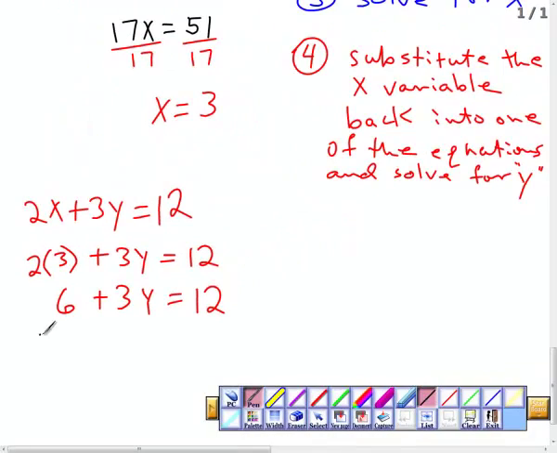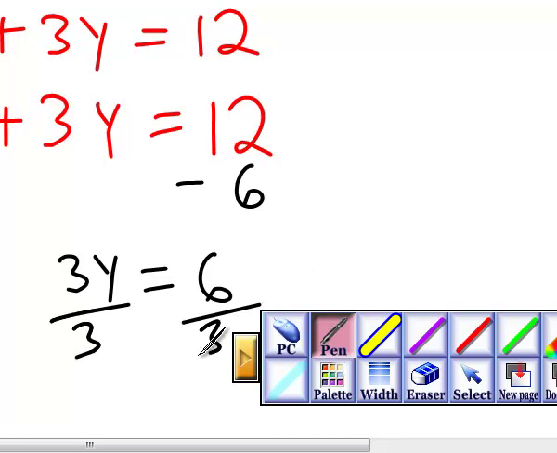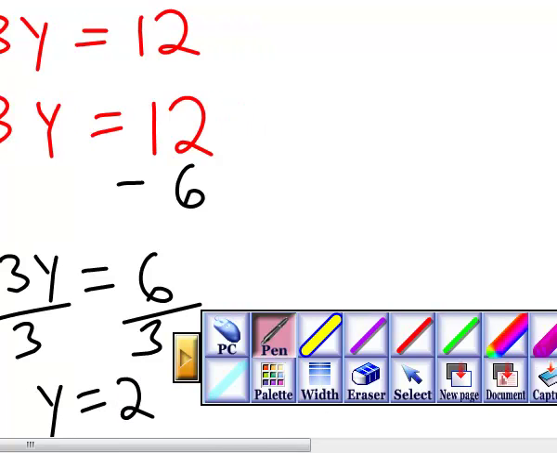And we're going to apply minus 6. And we get y equals to what? 2, right. Divide by 3. We get y equals 2. Okay, questions with that?